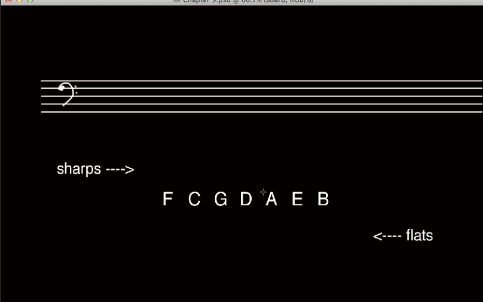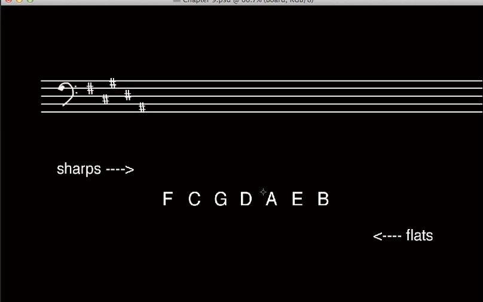Now we're going to look at how to write order of sharps and flats on the bass clef. So the order is still the same, it's just different placement since we're in a different clef. So for the bass clef, the first sharp is still going to be F, but it's going to be on the 4th line. Then the second sharp is going to be a C sharp, it's going to be on the 2nd space. Next sharp is going to be G sharp, it's going to be on the 4th space. Then I have a D sharp on the 3rd line, and then an A sharp on the 1st space.